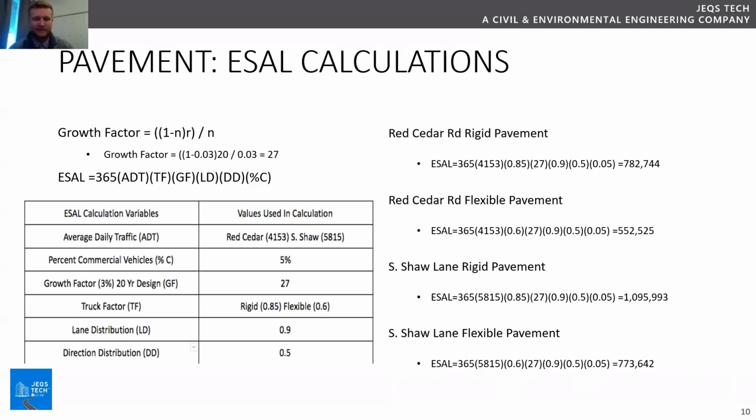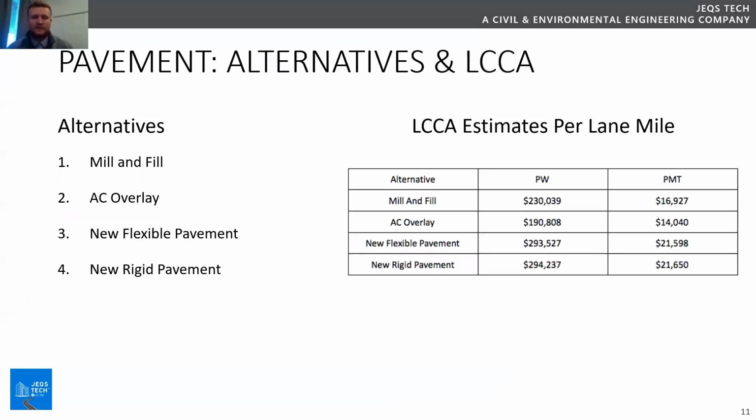And then our truck factors, which came from the MDOT standards. For rigid pavement, we used 0.85, and for flexible, we used 0.6. Lane distribution of 0.9 and directional distribution of 0.5 due to two-way traffic. And then as you can see to the right, I calculated ESALs for rigid pavement for Red Cedar and South Shaw, and flexible pavement for Red Cedar and South Shaw.